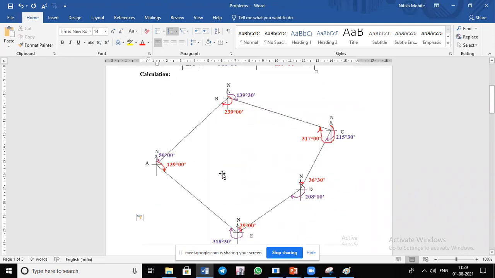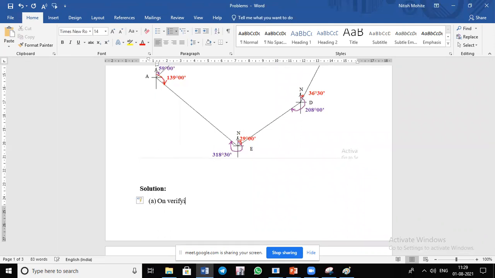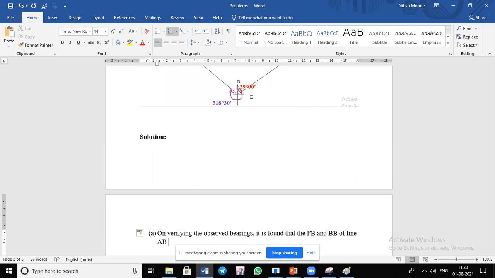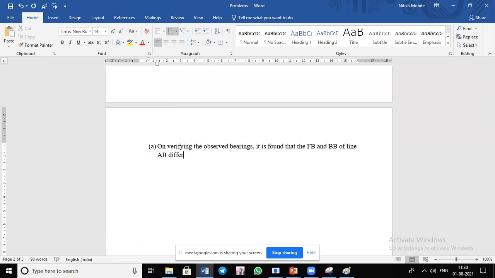After seeing through this table, on verifying the observed bearings, it is found that the forebearing and back bearing of line AB differ exactly by 180 degrees.